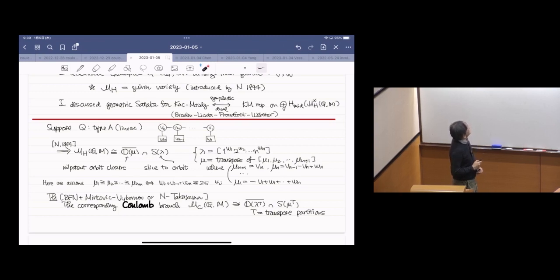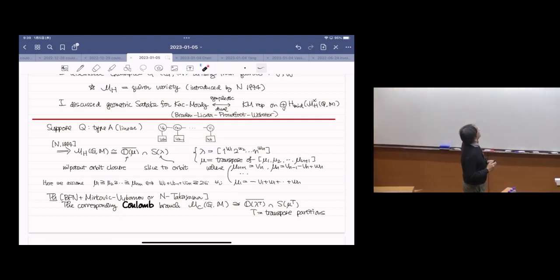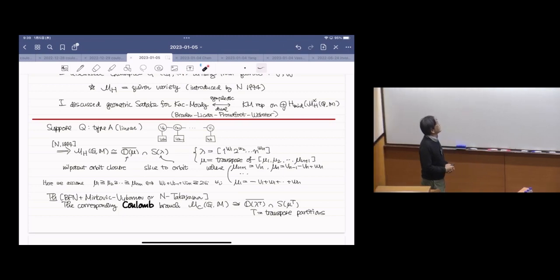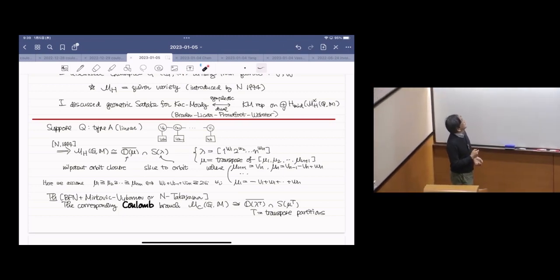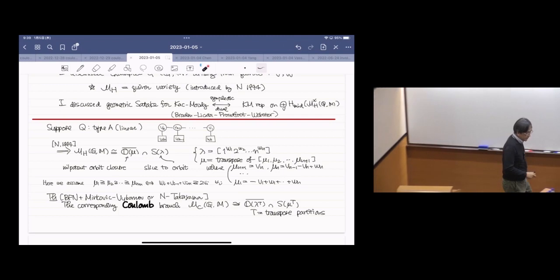And here we implicitly assume that mu is actually a partition, mu1 is greater than or equal to mu2 and so on. In terms of W's and V's, we assume this condition. I define lambda and mu by this formula, but conversely, if you have lambda and mu, you can recover V and W by solving these equations. So anyway, we have this result.